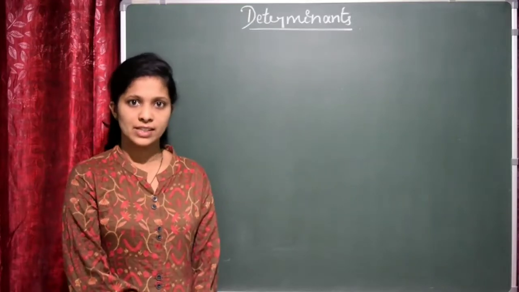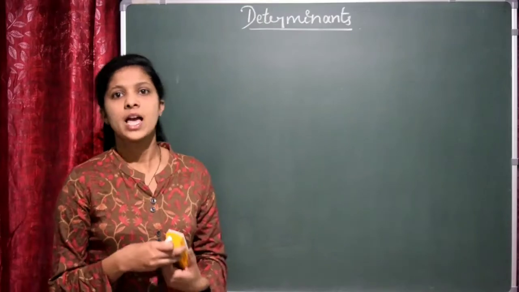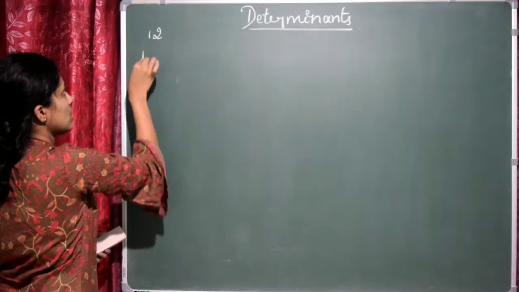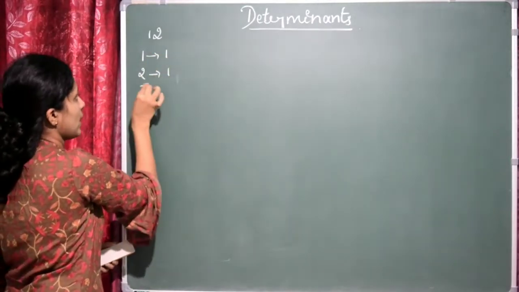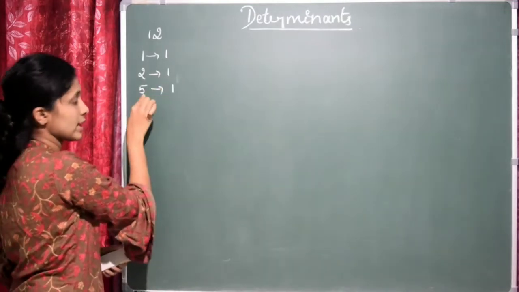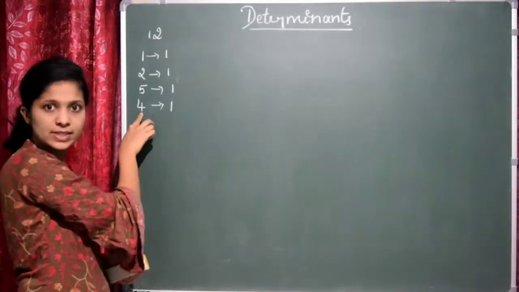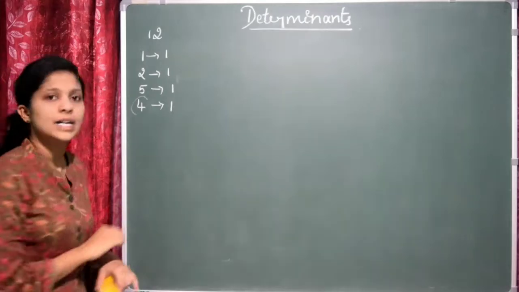Hello everyone, now is a new chapter, that is determinants, and this is a continued part of the matrices. The total weightage of this chapter is 12 marks: a 1 mark question, a 2 mark question, a 5 mark question, and a 4 mark question, and the 6 plus 4 will be the part E, from this chapter determinants.